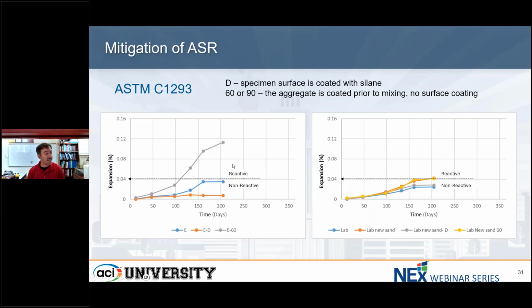This is what is defined as reactive, non-reactive in terms of expansion. And we see, this is crazy, when we coat the aggregates, we have made this situation so much worse than doing nothing. Or actually, when we coat the surface, it made it a lot better, because water can't get to it. So what is going on here? We coated the aggregates and it made it worse.